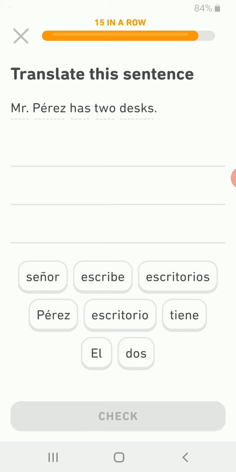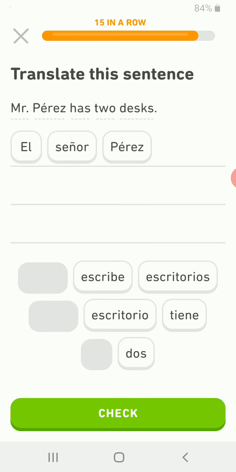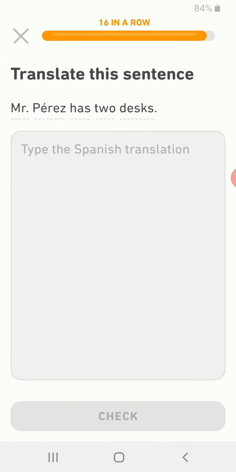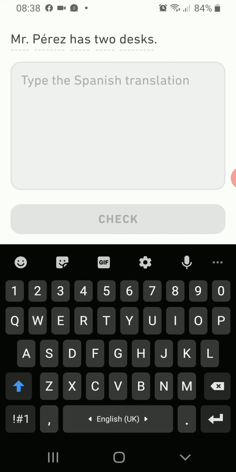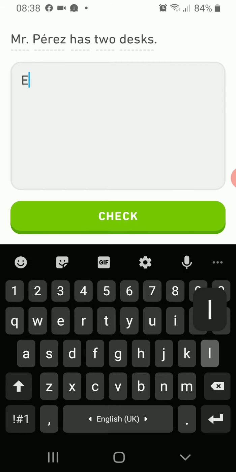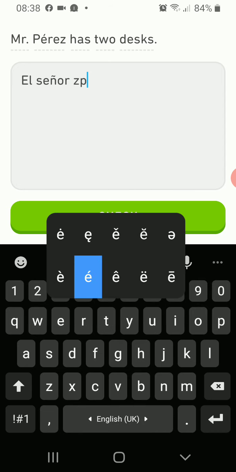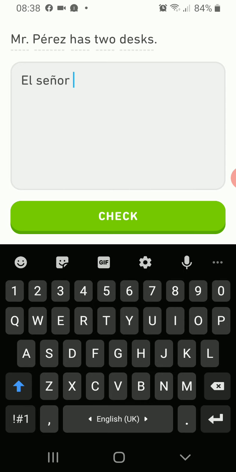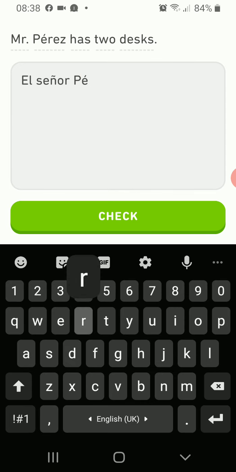And Mr. Perez has two desks. So, el señor Perez tiene dos escritorios. Here you go. And Mr. Perez has two desks. So, how will you write this? El señor Perez, with the accent. I have a typo here since I'm writing with one hand. Perez tiene, is to have. How do you say dos is two? And desk, how do you say escritorios?